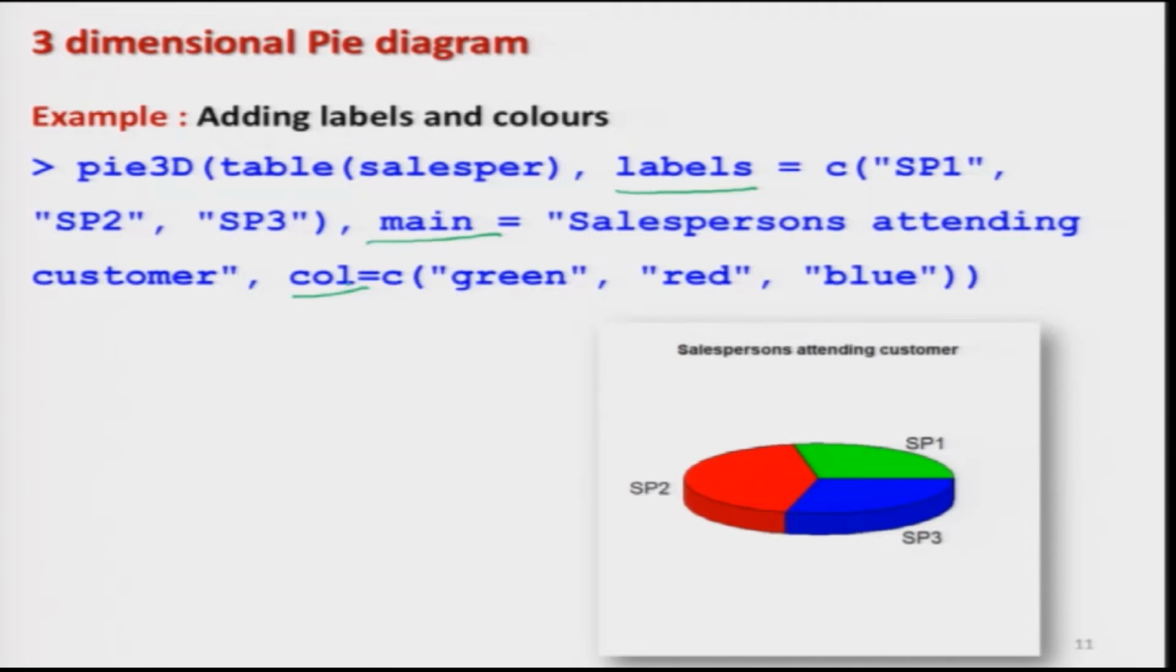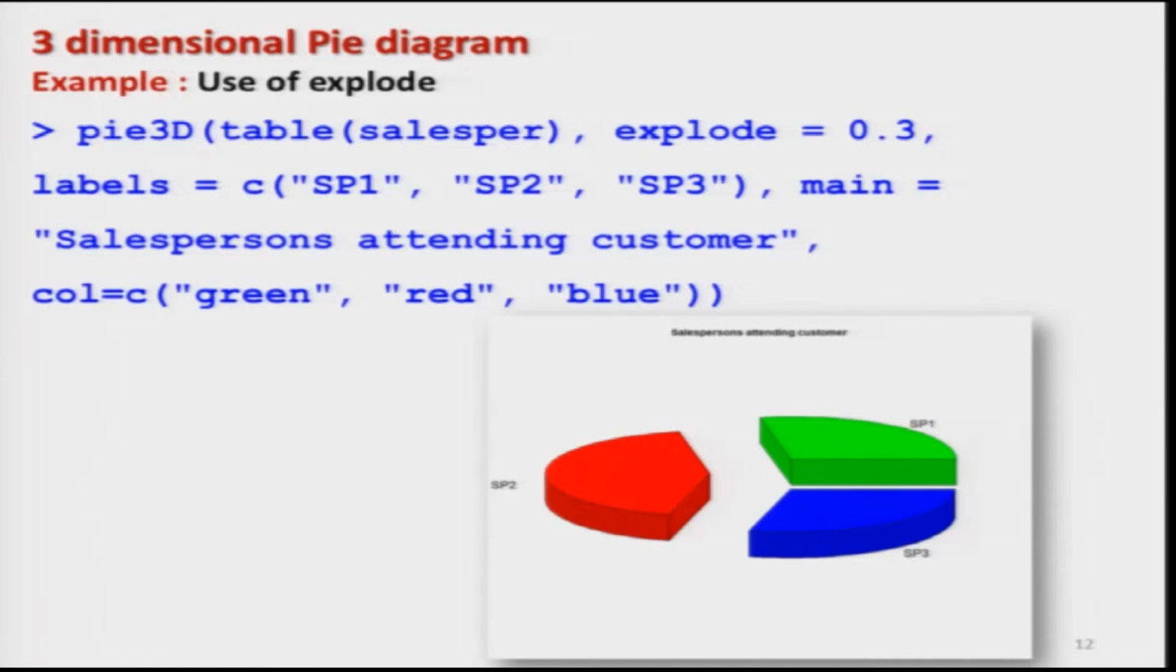But now I have 3 categories. So, now I am using green, red and blue, 3 colors, exactly on the same lines, and you will get this type of plot. And in case you want to use the parameter explode, for example, here I am using explode equal to 0.3, then you will get 3 separated slices. You can see these slices are now separated.